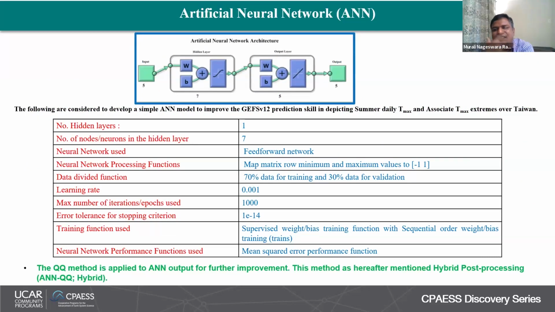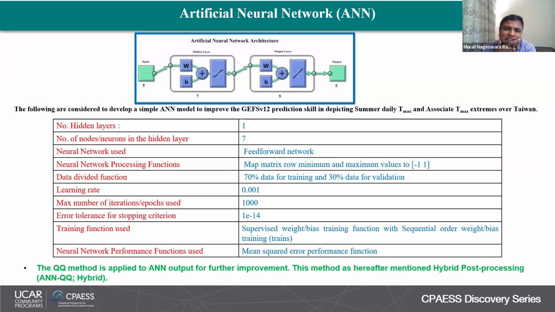I have considered two regions. In the Taiwan case, I have considered everyday 00 UTC initial conditions with 5 members up to 16 days forecast. After a lot of exercise, I have considered one single hidden layer in the temperature case, and for the neurons in the hidden layer I have considered 7. How did I find this? I increased the number of neurons step by step.